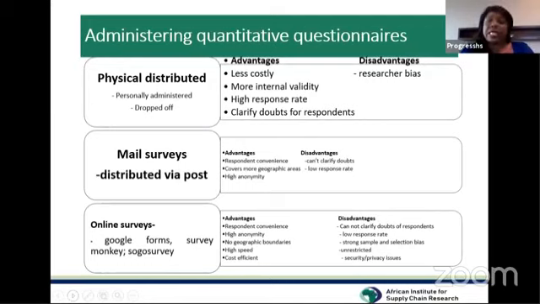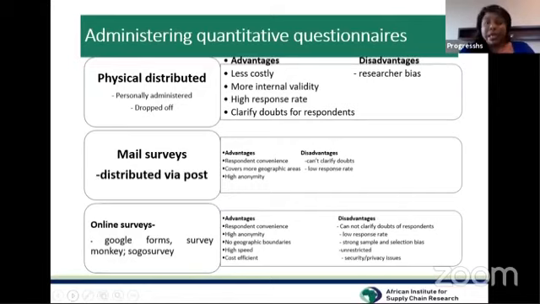There are advantages and disadvantages, of course, of physically distributing this questionnaire, and some of which would actually be the increased internal validity. Why are we pointing out the increased internal validity? In the sense that you as the researcher or your research assistant, in the case that the sample size is too big, would be there to clarify whatever areas where the respondents would struggle to understand any statements or any kind of questions that are provided.